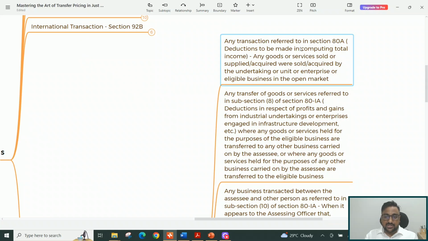Any transaction referred to in section 80A. 80A is basically the first section of the deductions chapter, that is, deductions to be made in computing total income. So the coverage of SDT lies under 80A. Any goods or services sold or supplied, or acquired, by the undertaking or unit or enterprise or eligible business in the open market. This is the transaction covered under the ambit of SDT.